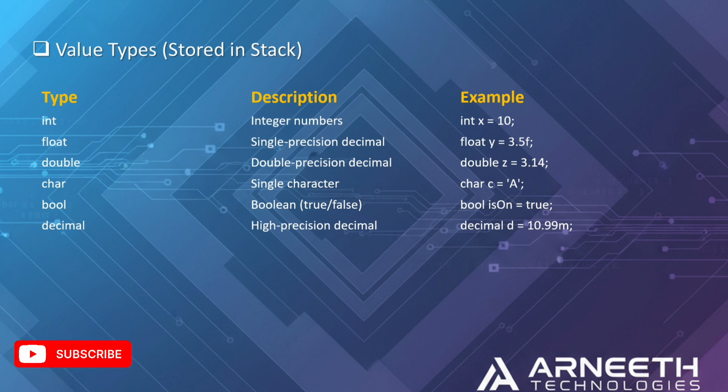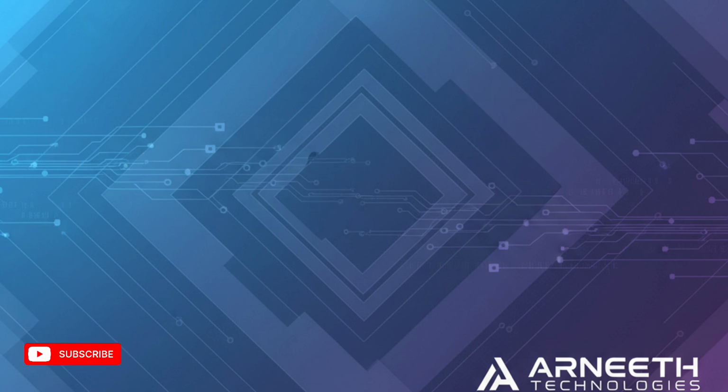Then char. Char is a single character, like char c is 'a'. So it will take a character only. Then bool is a boolean type, meaning true or false. So basically bool isOn is equal to true. And then decimal, a high precision decimal, decimal d is 10.9. This is also used for decimal values. So next is the reference type.